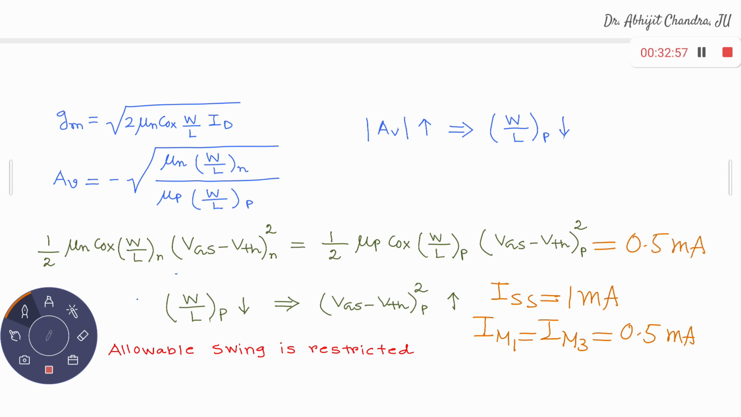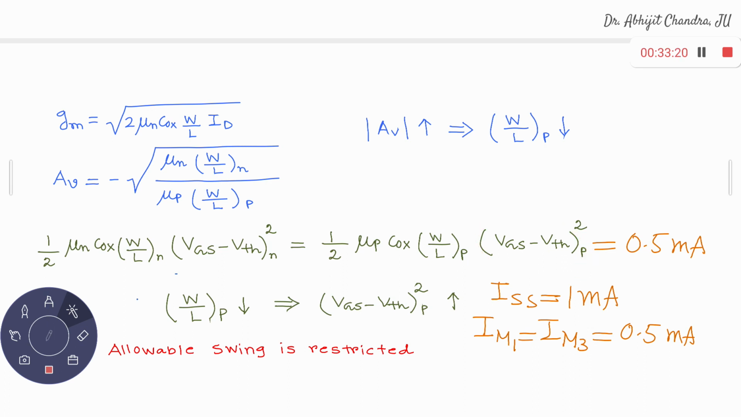Where to connect? No, not in series. Why not in series? Because now they are sharing 0.5 milliampere current. This is equal to 0.5 milliampere, right? Now suppose you would like to minimize this W/L, so that will increase.